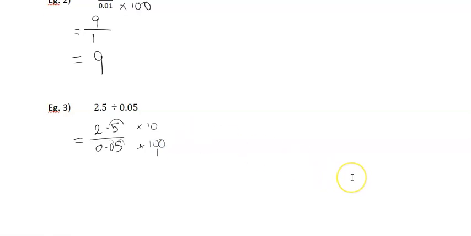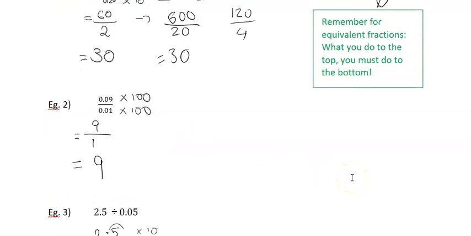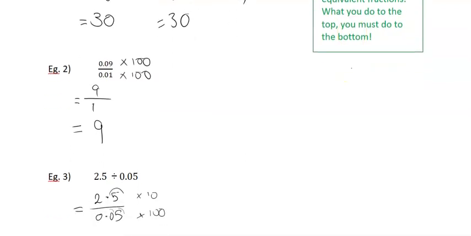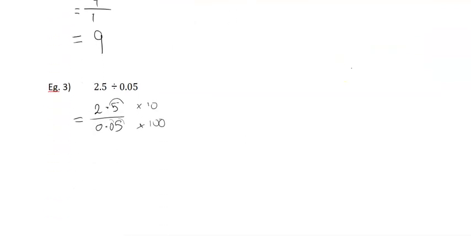But the rule of equivalent fractions told us what you do to the top you must do to the bottom. So I can't choose two different numbers to multiply by. So that means whatever the largest is, the one I've got to go with to make them both whole. Remember, the aim of the game is to make them both whole. So the top number becomes 250, the bottom number just becomes 5. So 250 divided by 5 is just 50.